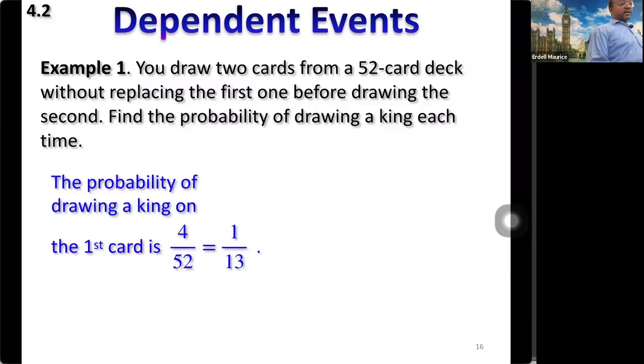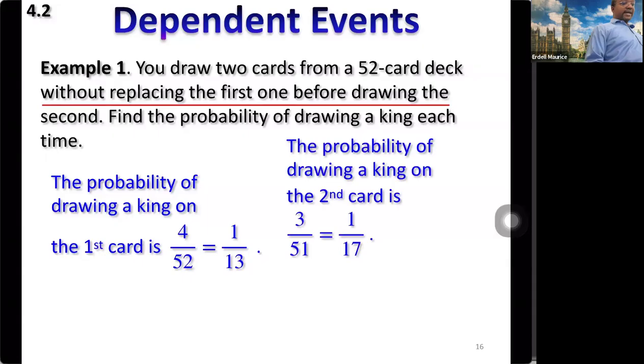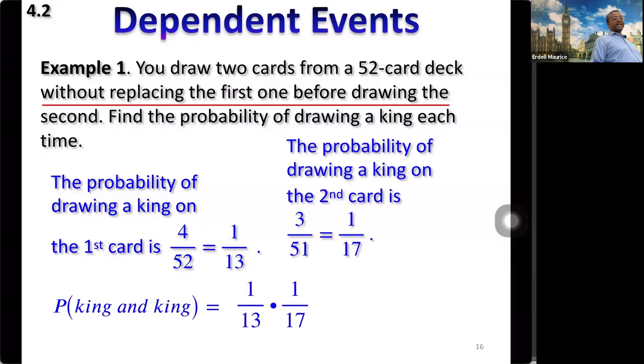The probability of getting a king on the first draw is going to be 1 out of 13. And then, assuming we get a king, the probability is going to be 3 out of 51. And again, these are two events happening one after the other, so you simply multiply them together. So the probability of getting two kings is going to be even worse. It's going to be 1 out of 221.